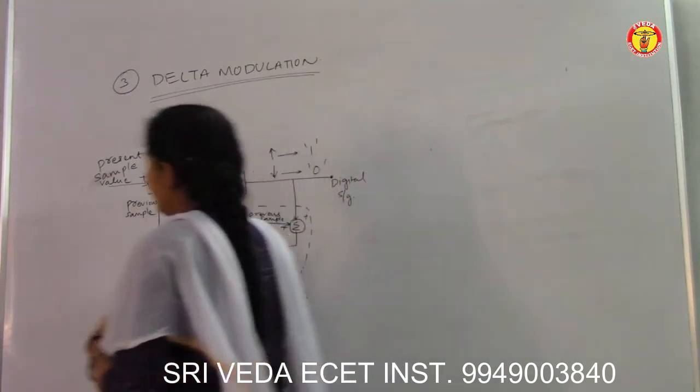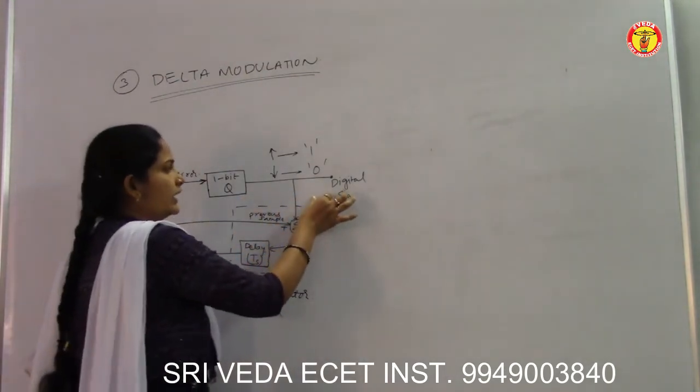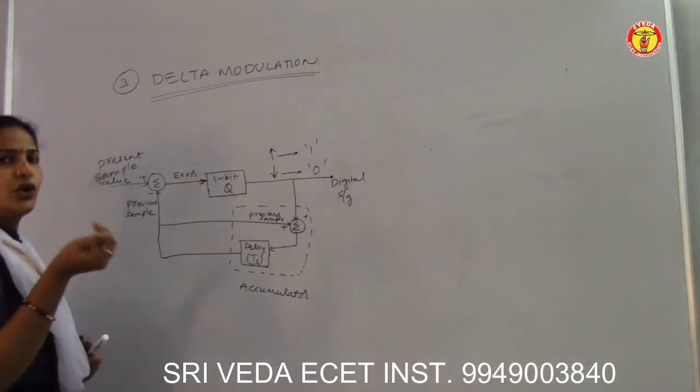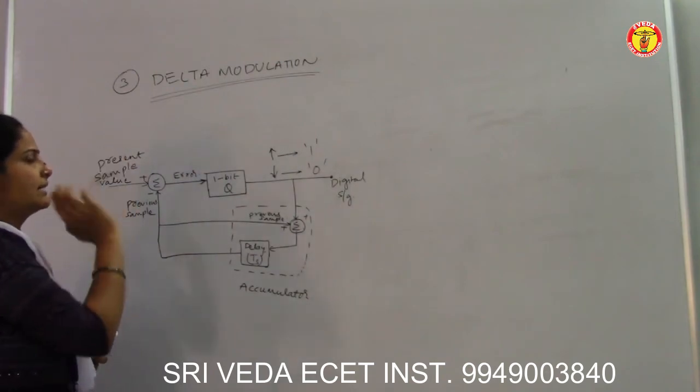In PCM modulation, we have seen that we need an encoder, but in delta modulation there is no need for encoders or an A to D converter. It is an advantage of using delta modulation.